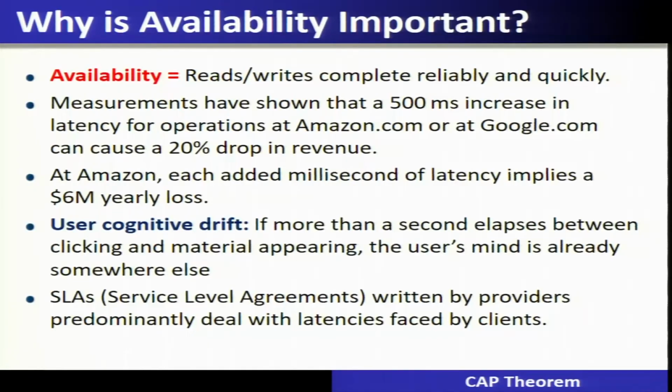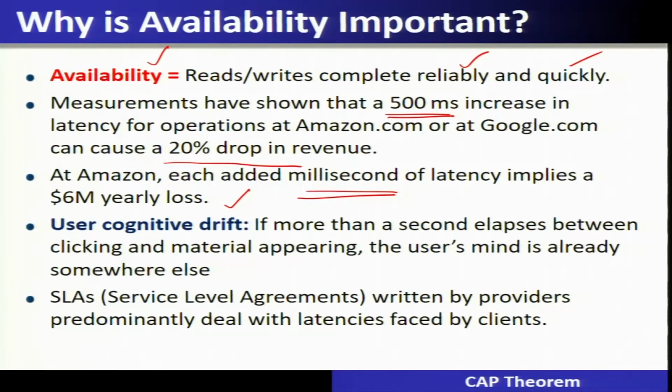So, let us see which is more important for different applications. So, let us see one by one. Availability means that the reads and writes will complete reliably and quickly. So, measurements have shown that a 500 millisecond increase in the latency for the operations at Amazon.com or at Google.com can cause a 20% drop in revenue. So, why? Because at Amazon each added millisecond of latency implies a revenue loss. Why? Because the customers will churn and they will prefer some other website which responds very fast.